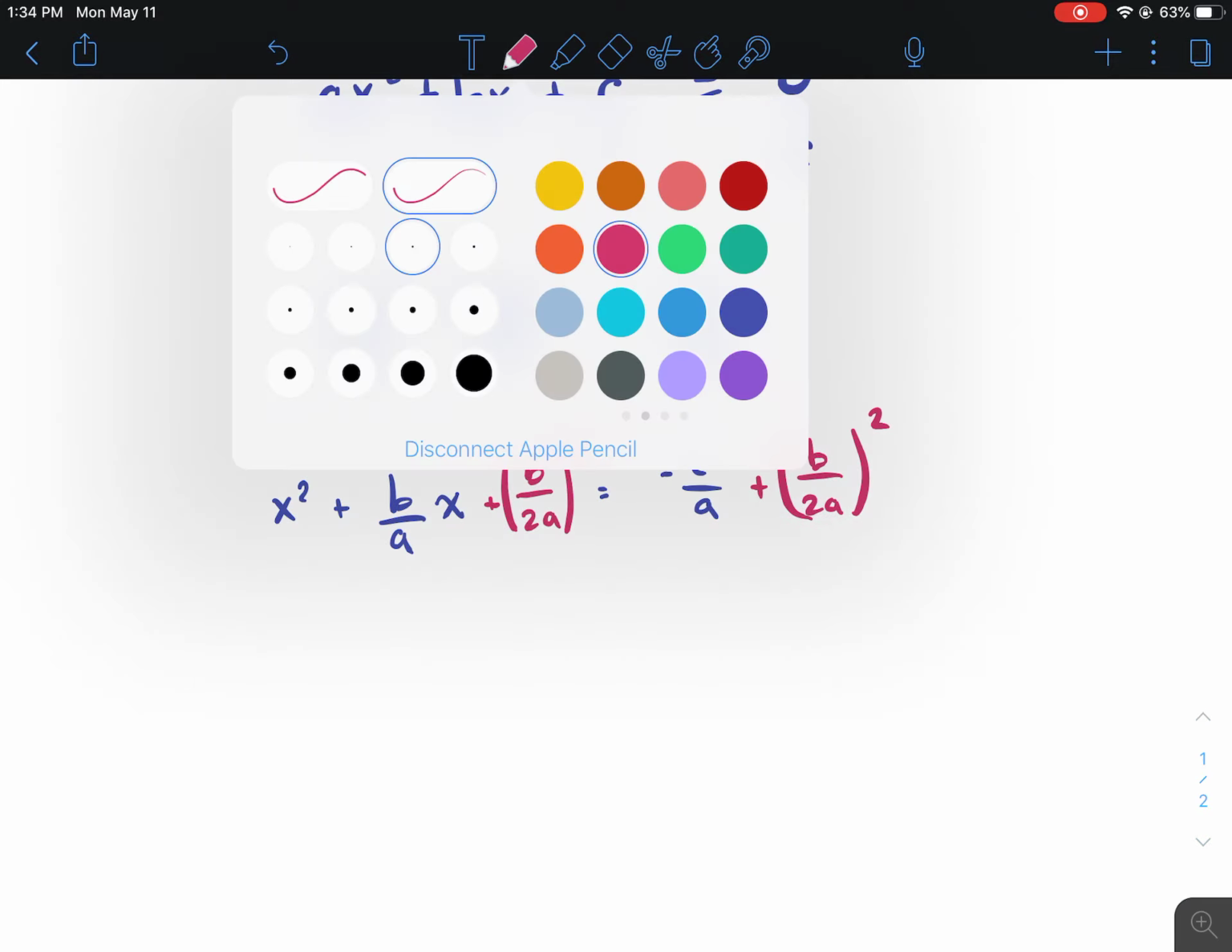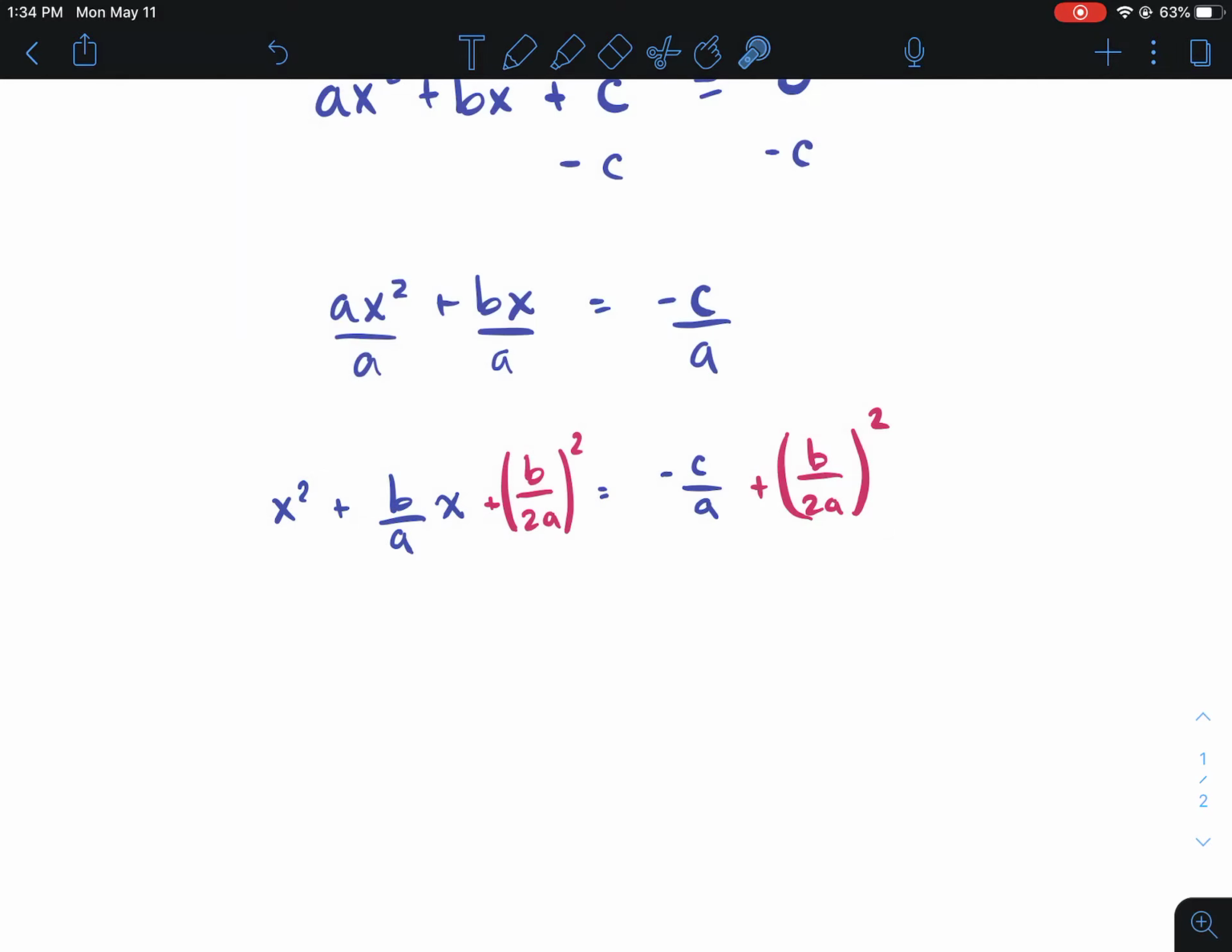So what ends up happening is this is now a perfect square. We've completed that square. So this can be factored to x plus b over 2a squared. That's a squared plus 2ab plus b squared. And I'm going to rewrite this as b squared over 4a squared minus c over a. I just reversed the order here because I wanted that negative to be a subtraction sign, okay?